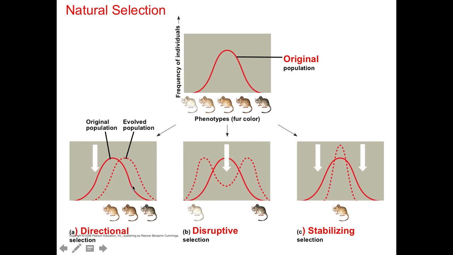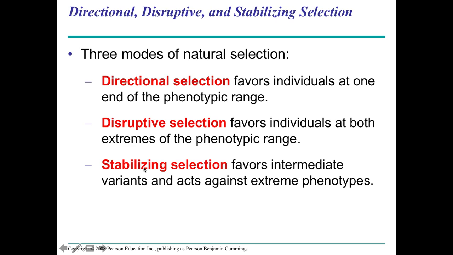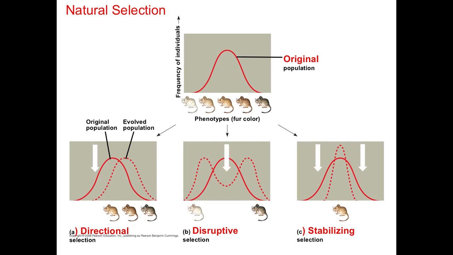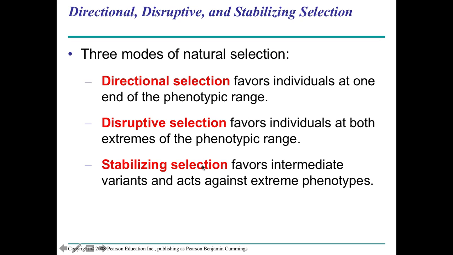So directional selection, which we talked about on the last slide, favors an individual at one end of the spectrum. So for some reason, these mice over here, it is better for them to be in that environment and be darker fur color.